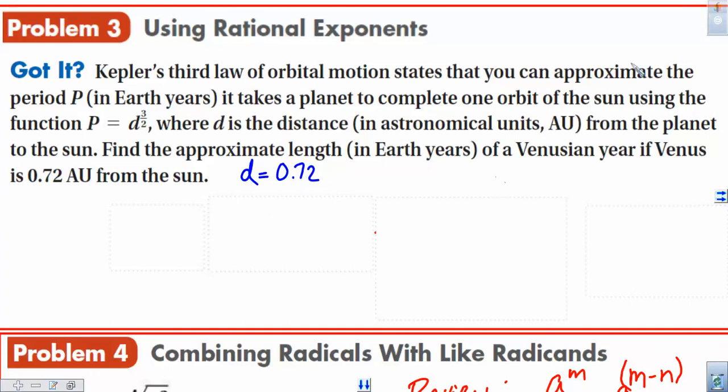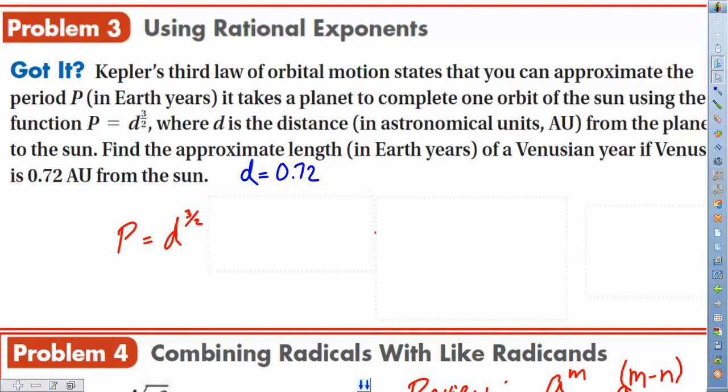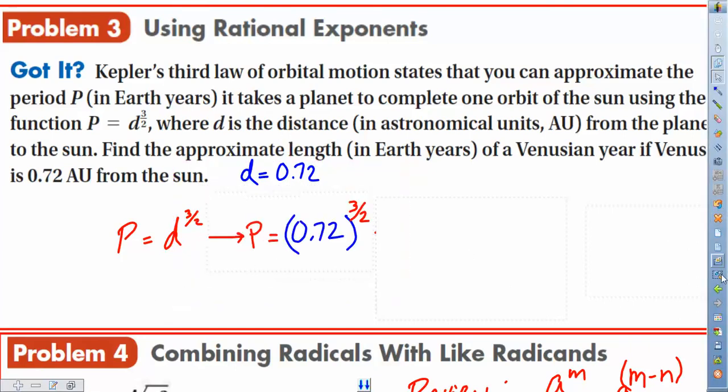So here's what we're going to do with that info. Let's use that formula. Now if we know that d is 0.72, it makes sense to simply plug that in there for d. And that will give us the approximate length in Earth years of how long a Venus year would be.